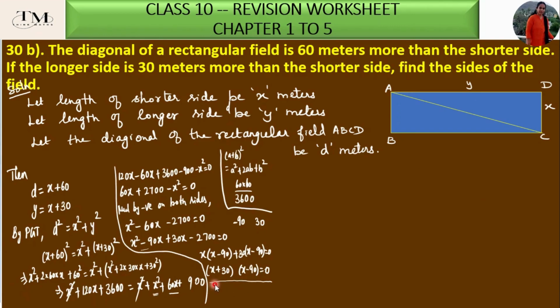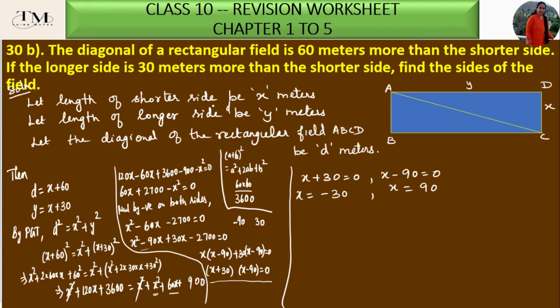So far we got (x + 30)(x − 90) = 0. So then we have x + 30 = 0 and x − 90 = 0. x + 30 = 0 means x will be equal to −30. x − 90 = 0 means x will be equal to 90, since the minus becomes plus on the other side.